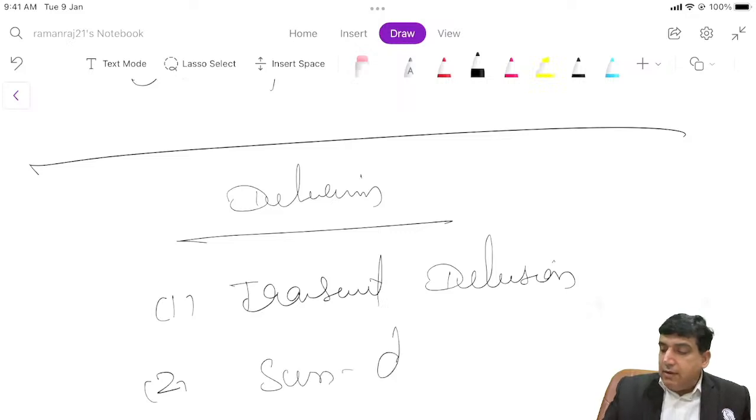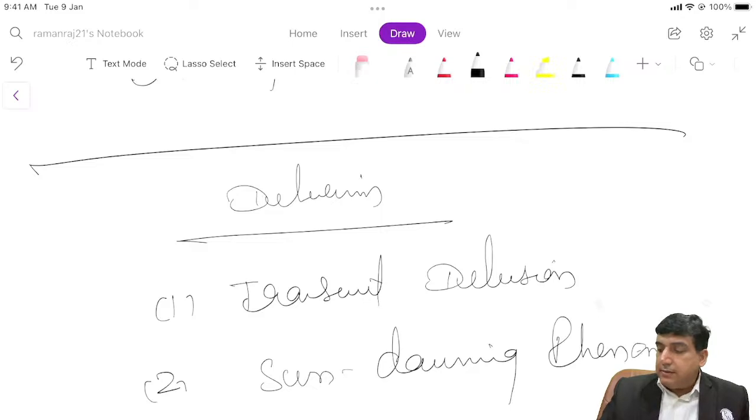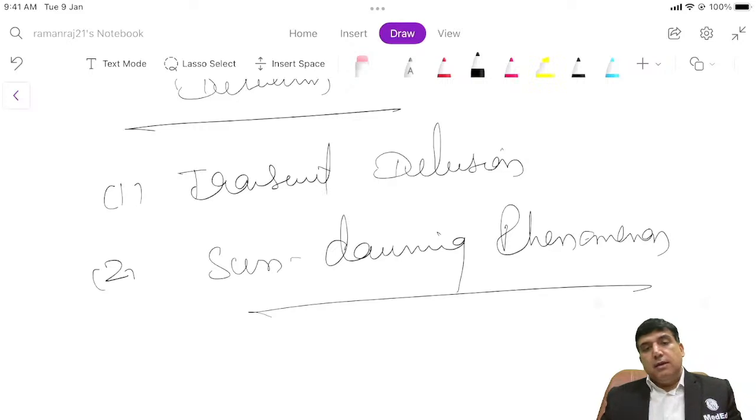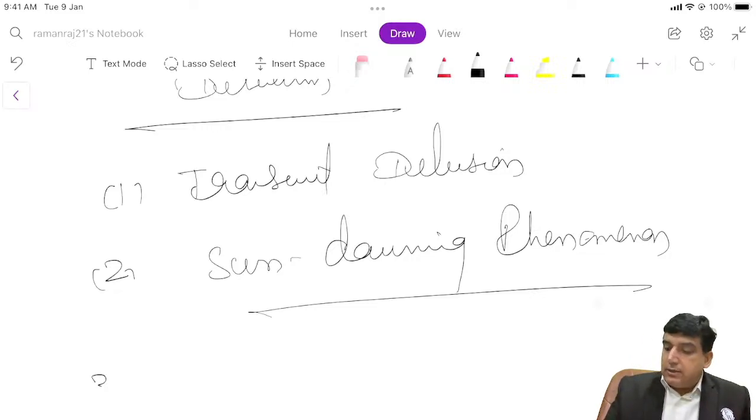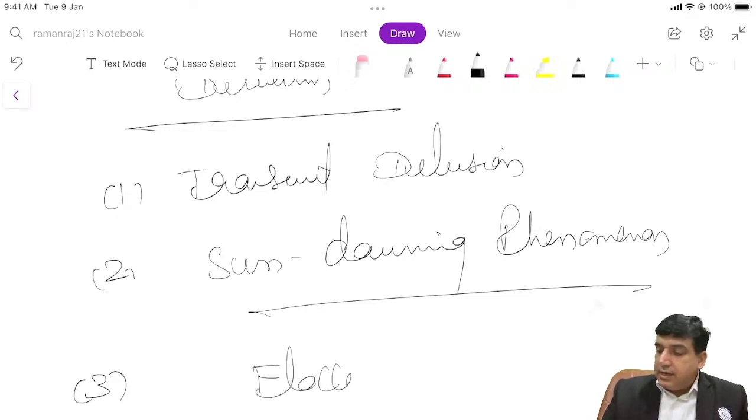There is a sundowning phenomenon. As the sun sets, the person's condition gets worse. So in the morning and afternoon the person remains better, in the evening the person's condition gets worse. Okay, sundowning phenomenon. And we have what? Visual hallucination is very common in delirium. Please remember floccillation, they have asked it.